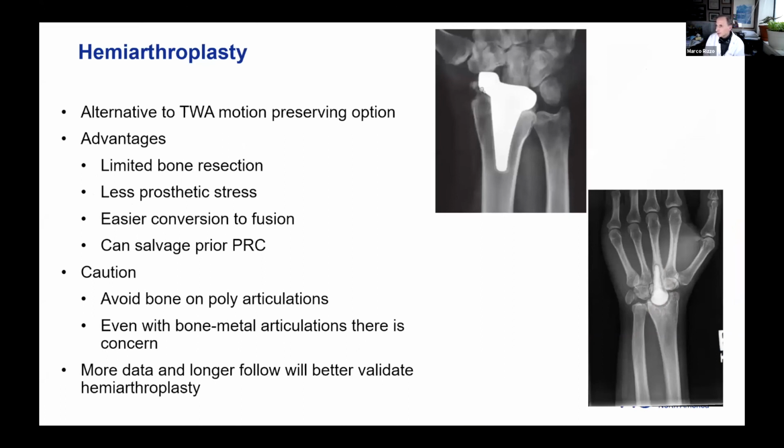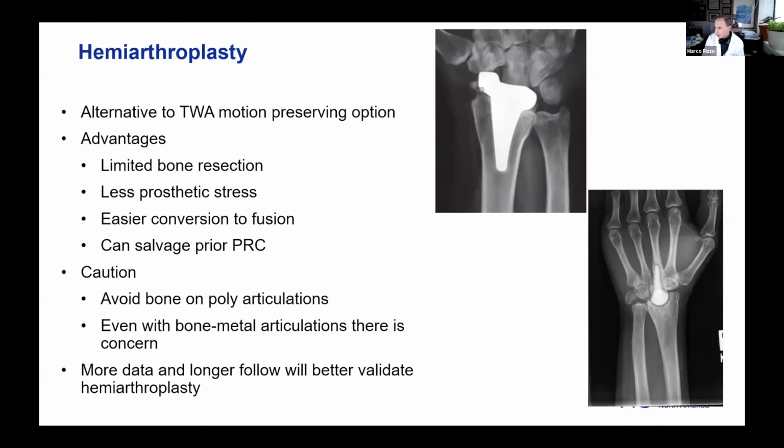Again, Dr. Osterman spoke about hemiarthroplasty as an attractive potential alternative to total wrist. Primarily, the advantage is largely that you limit bone resection, you have less prosthetic stress, it's easier to convert to an arthrodesis, and you can potentially salvage a prior PRC a little bit easier with these implants. But there were cautions and lessons learned from his experience, which he kindly shared.